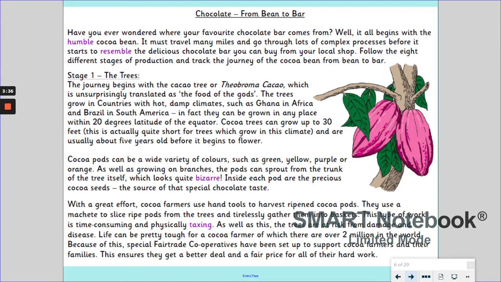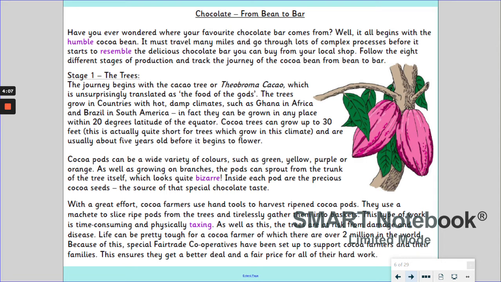Pause and think, what are we going to find out about here? What's this text going to look like? What do you expect to be within the text? Well, we know we're going to have 8 stages, and we can see below stage 1 is coming straight away. We know what we're going to find out. We're going to find out about production, the journey of a cocoa bean from bean to bar. So maybe we're going to find out about factories. Maybe we're going to find out about how cocoa beans are turned into bars of chocolate.